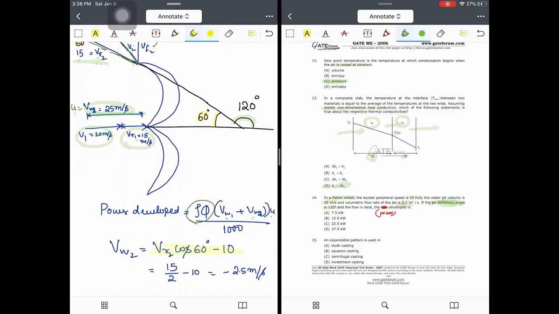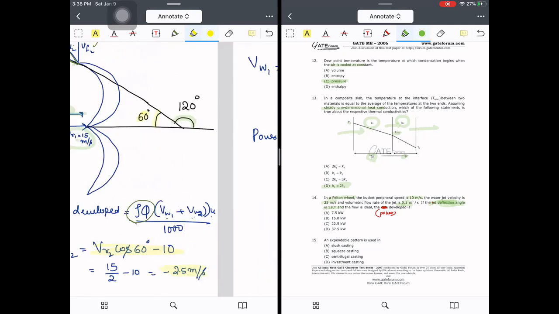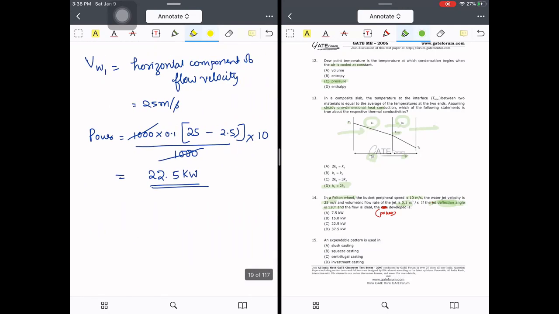Okay, so what will be the whirl velocity, which is responsible for calculating power? It will be VR2 cos 60 degree minus this 10. So VR2 cos 60 degree minus 10. It is left with minus 2.5 meter per second. Okay, so this is the velocity that we got.